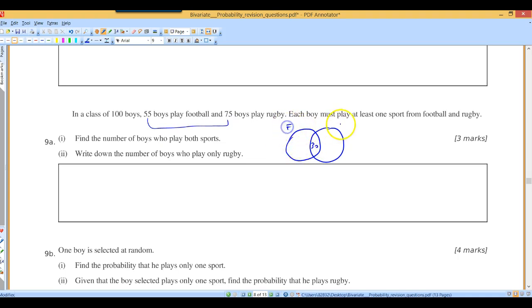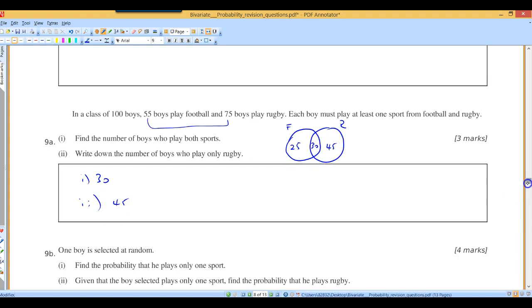This is football and this is rugby. 55 play football, so I've got to put 25 in there. Rugby, there are 75, so 45 go there. Add those three up. Okay, so once we've got this in place, find the number of boys who play both sports, and that's pretty straightforward. That's 30. The number that play only rugby, that's this 45 here, so that's all good.